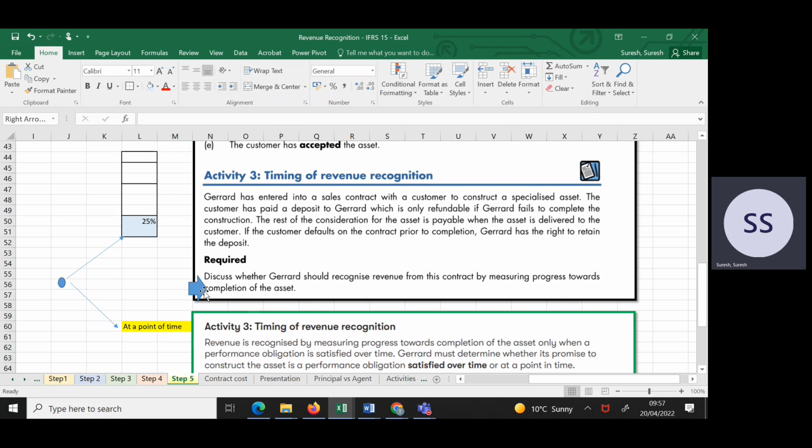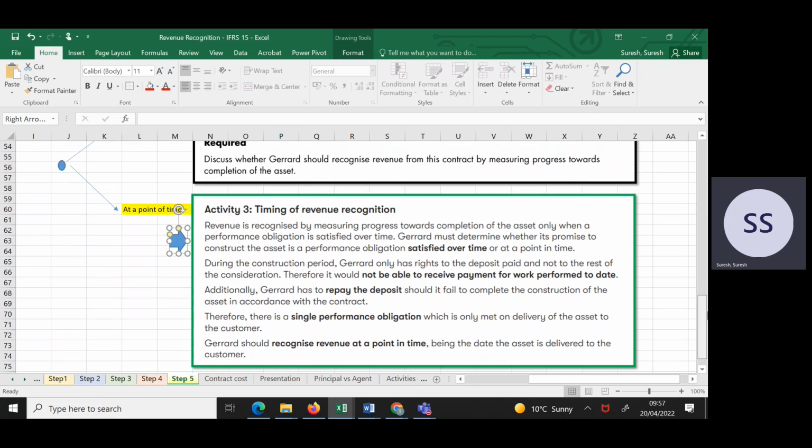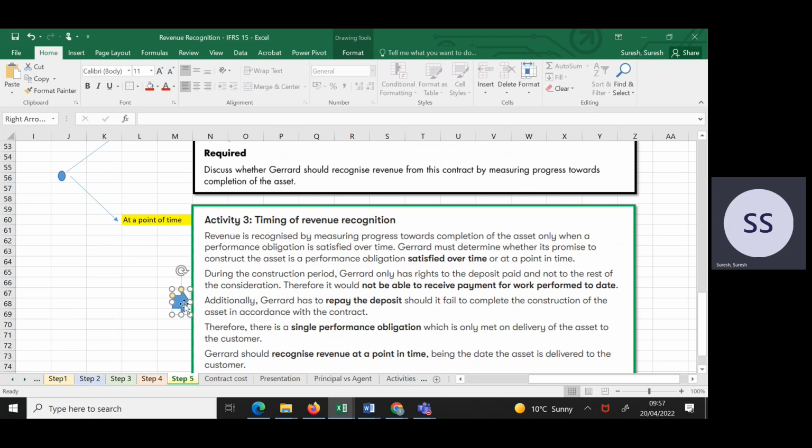That's the question here. Let's read the answer, and then we'll come back and read the theory on top, right? So that will make a good understanding of the topic, right? So the question that we have here: when should Gerard recognize his revenue? Does he have to wait until the asset gets completed, or can he recognize over a period of time? That means based on the percentage of the work completed. Let's read this, the first part here, right?